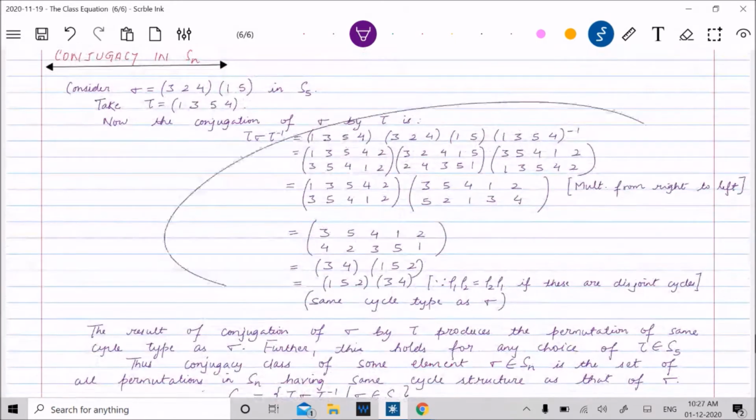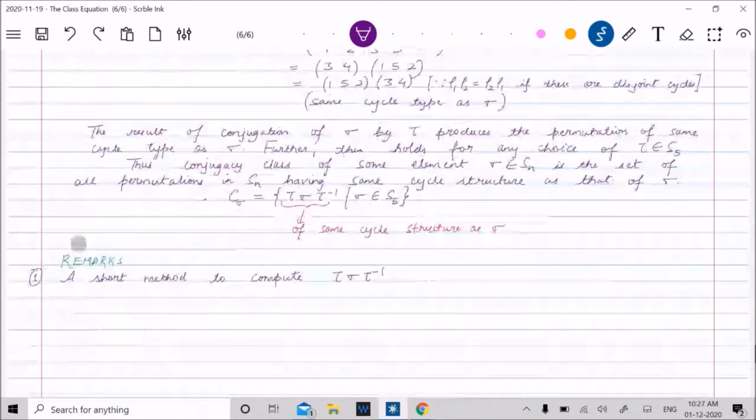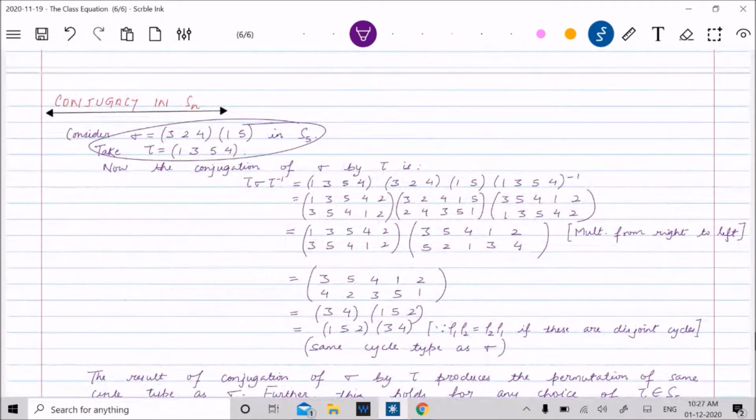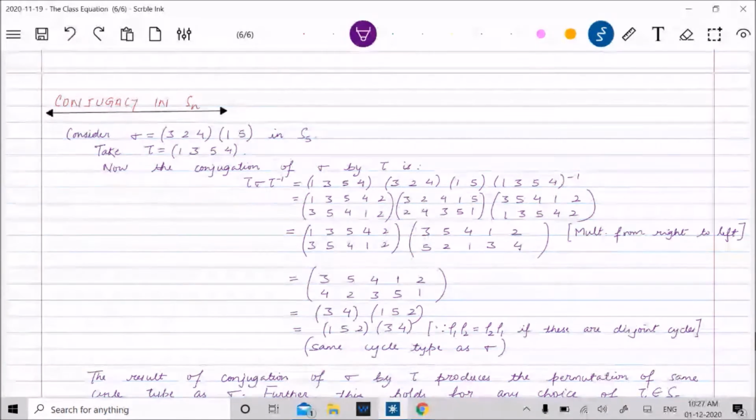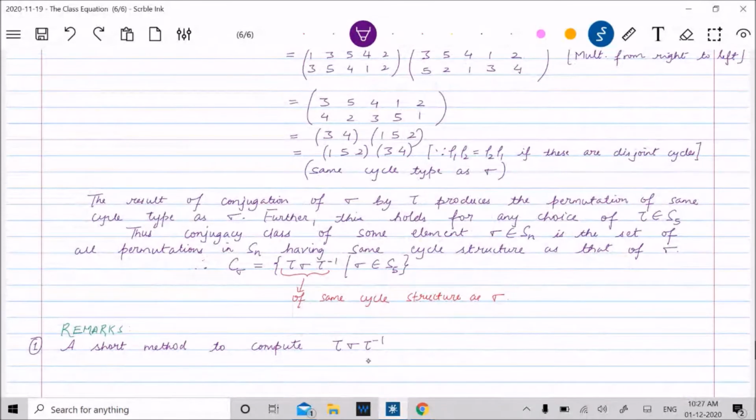You just saw that this is quite a long method to compute the conjugation of sigma by tau, right? So for the same example, for the same choice of sigma and tau, I'll be computing this tau sigma tau inverse in just one line, right? The shortcut method is this one. It says that if sigma is something like this, a1, a2, up to a k, right?